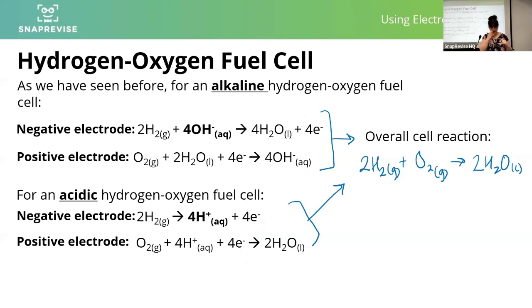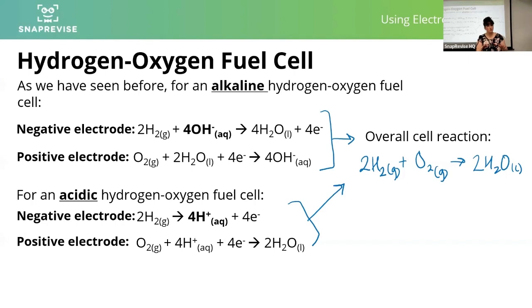Same with the negative electrode for the acidic hydrogen oxygen fuel cell. You might see it written as H2 goes to make 2H+ and 2 electrons, because that's the simplest way of writing the balanced equation. It's the same, all we've done is doubled it, just to make it easier to see that you can cancel the electrons to create the overall cell reaction.